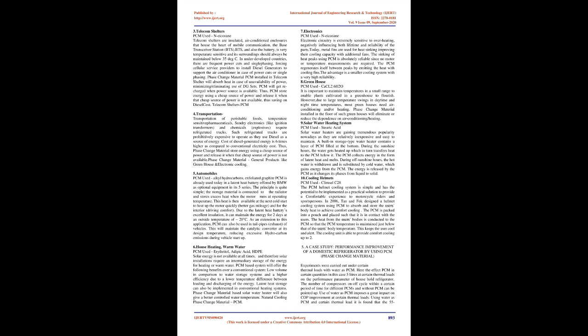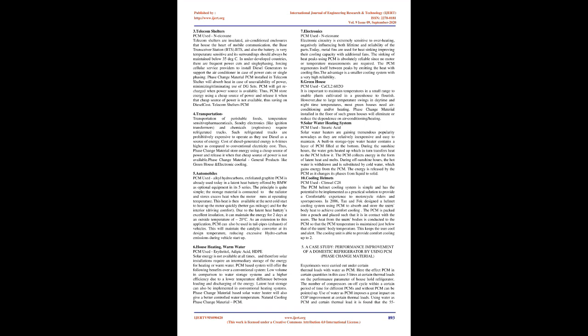8. Greenhouse. PCM used: CaCl2·6H2O. It is important to maintain temperatures in a small range to enable plants cultivated in a greenhouse to flourish. However, due to large temperature swings in daytime and nighttime temperatures, most greenhouses need air conditioning and/or heating. Phase change material installed in the floor of such greenhouses will eliminate or reduce the dependence on air conditioning/heating.